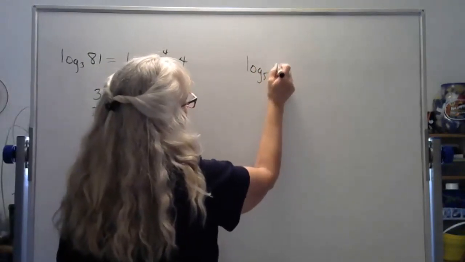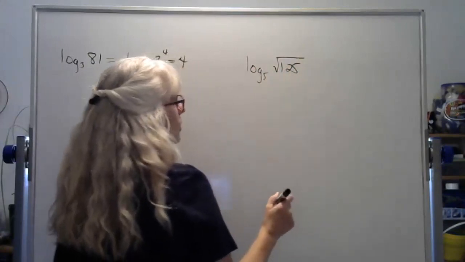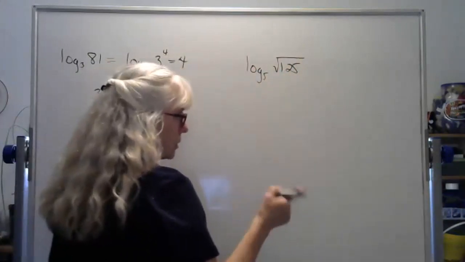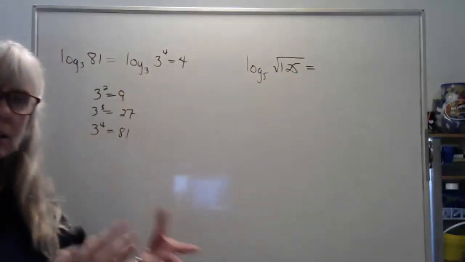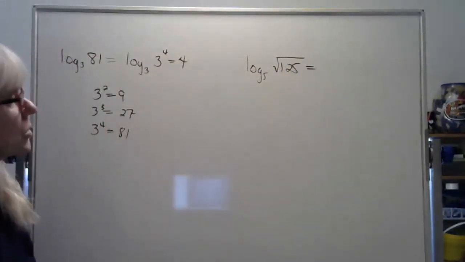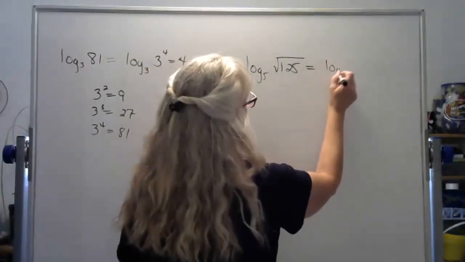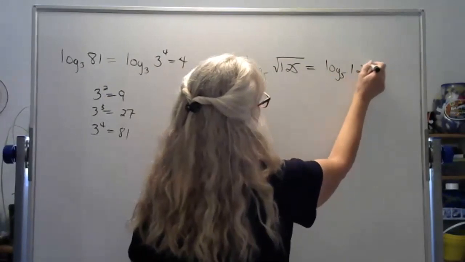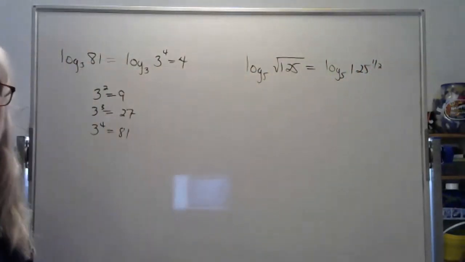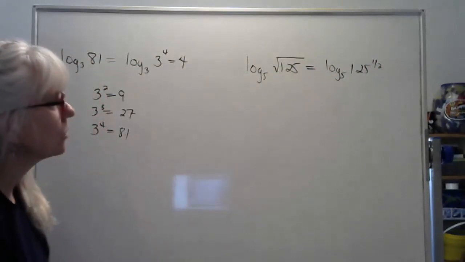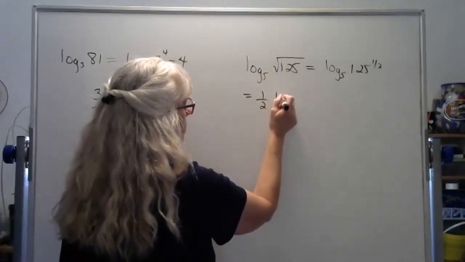Log base 5 of the square root of 125. Okay, so this has layers to it. I'm going to undo them in layers. So first, let's deal with that square root. That would be log base 5 of 125 to the 1/2 power. Again, square roots are 1/2, cube roots would be 1/3, fourth root would be 1/4. I can move the 1/2 out in front using our power property.